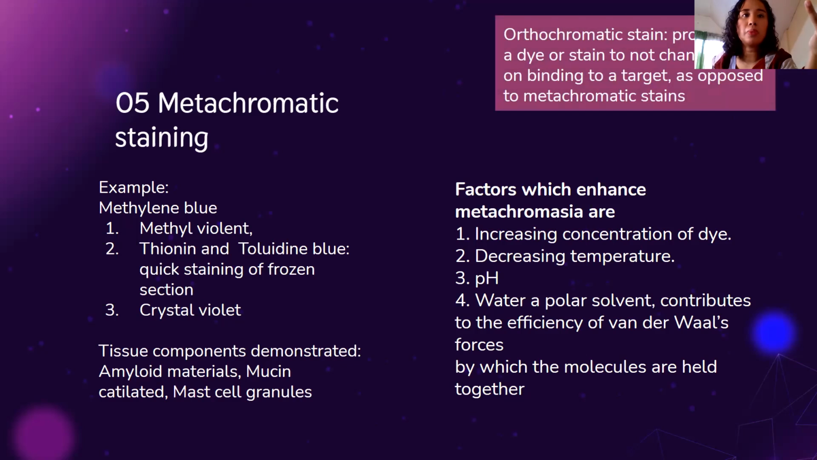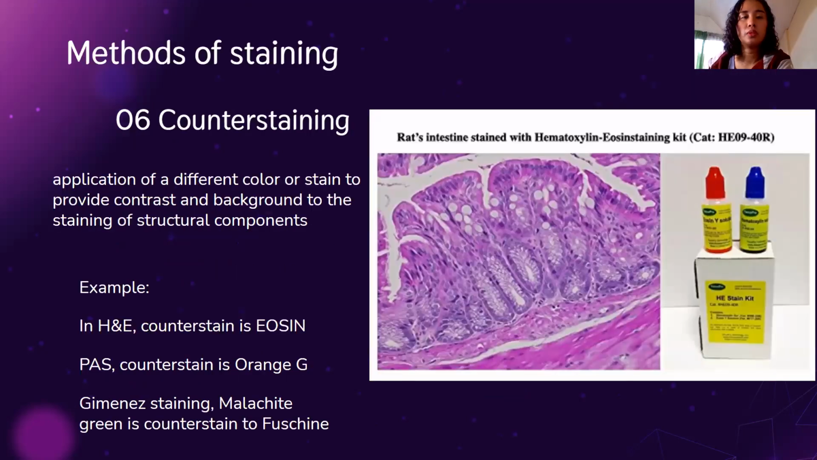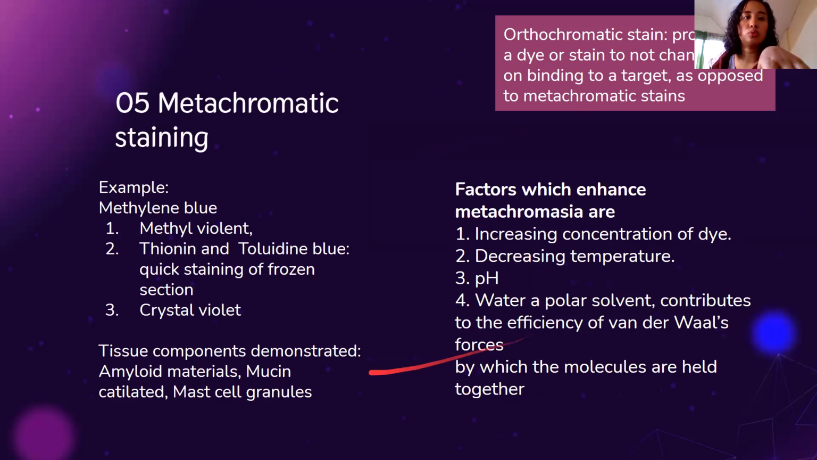So the opposite, guys, of metachromatic stain is orthochromatic stain. The property of the dye or stain does not change on binding to a target. So the stain does not change in color upon binding to a target. In metachromatic staining, the stain changes in color once it contacts a target. For orthochromatic stain, guys, it does not change in color. This one is cartilage, I think. Not sure, guys.